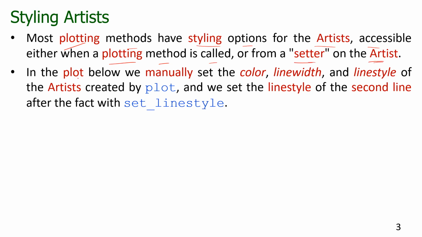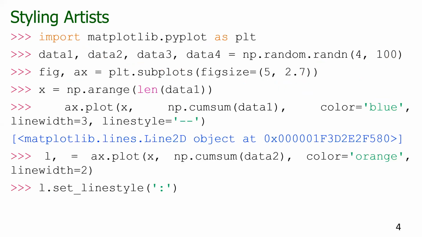So in the following plot, we will manually set the color, line width, and line style of the artist created by plot. And we set the line style of the second line after the fact with set_linestyle. So manually, you can set this using the following program. Here first you define pyplot as plt, then you define data1, data2, data3, data4 with random number generation.